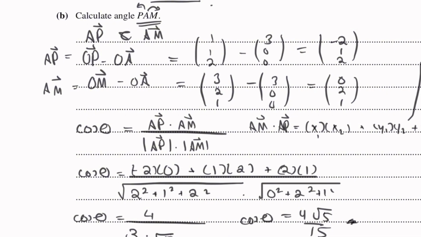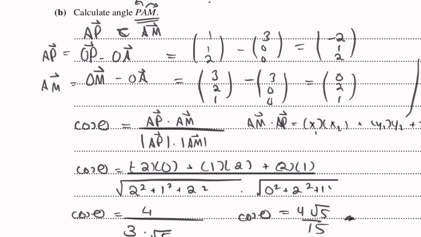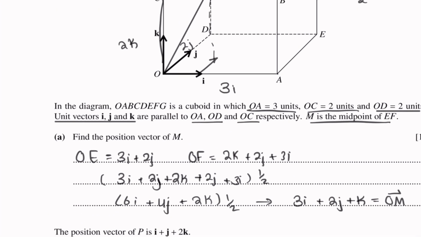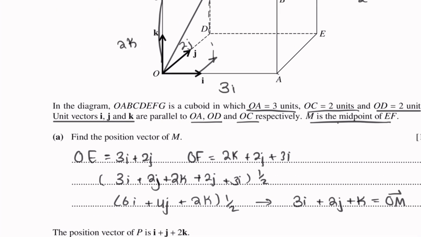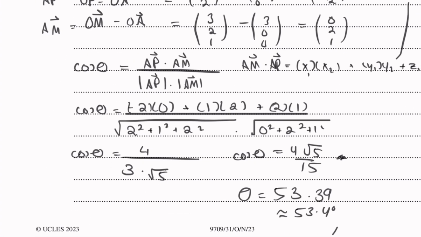So cosine inverse of 4 root 5 over 15, and you get theta to be equal to 53.39, which rounds to 53.4 degrees, and that's the angle between AP and AM. And if we just look at the sketch, where is AP? It's right here. And where is AM? It's right here. And yes, the angle, as you can see, is acute, and it is 53.4 degrees.